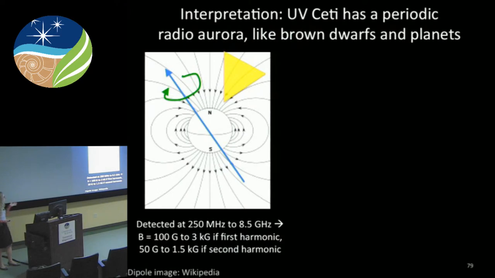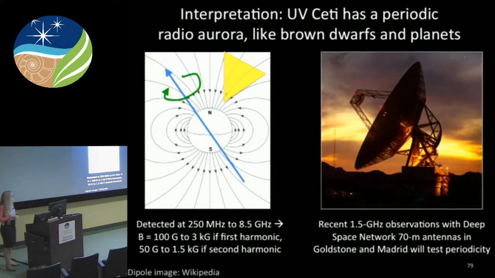So what's the potential explanation for this? I think the best explanation is that this star also has a periodic radio aurora, where you're seeing bursts of emission once per rotation period. And then the consistency of the structures in the time frequency plane would be a geometric effect due to the beaming of the emission. And this would then be cyclotron maser emission produced at the local cyclotron frequency. And since we see emission from 250 megahertz to 8.5 gigahertz, that means that we're seeing emission from a range of magnetic field strengths over a factor of 30. So a wide range of heights in the atmosphere of the star.